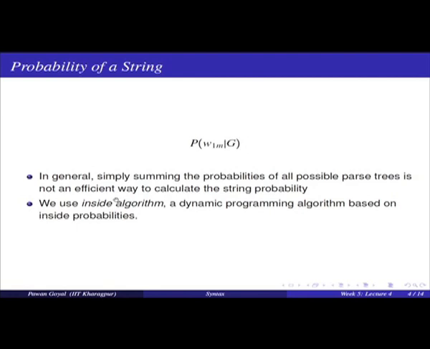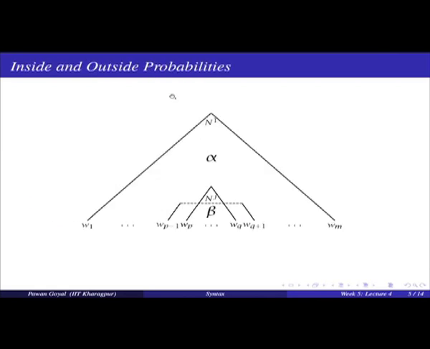So what is this inside algorithm? It is a dynamic programming algorithm based on the concept of inside outside probabilities. So now I'll try to introduce what that inside outside probability is. This is very central to understanding this lecture as well as the next lecture. So let us try to understand the concept. Just so that it helps you, this is very similar to the concept of the forward backward algorithm that we did in the case of HMMs.